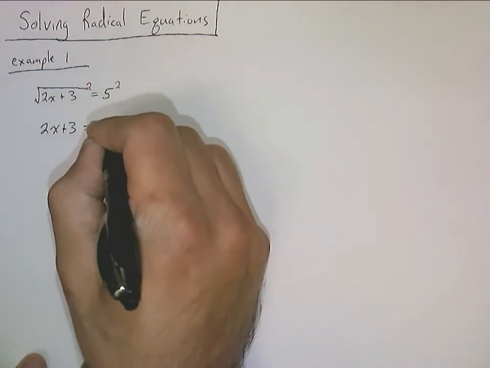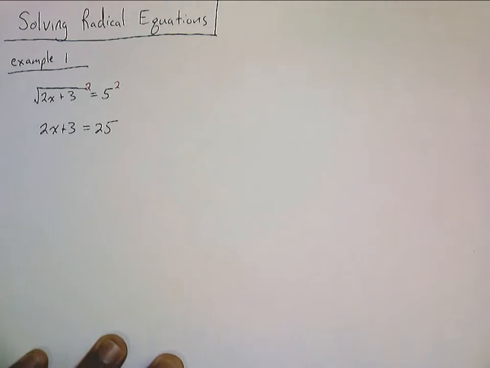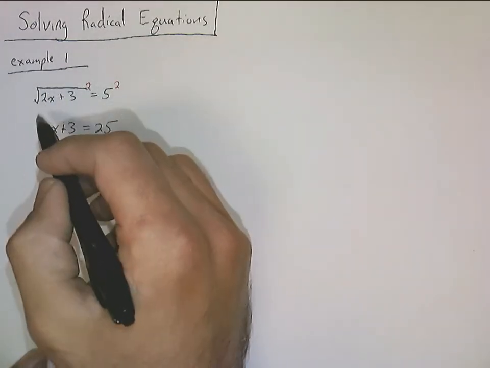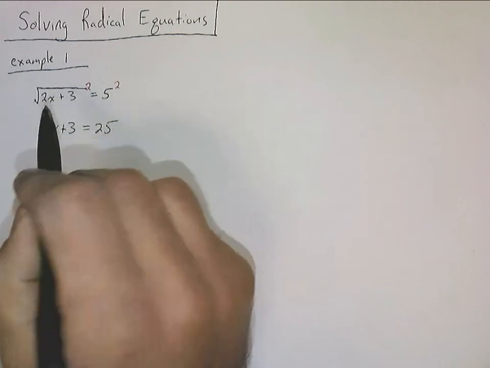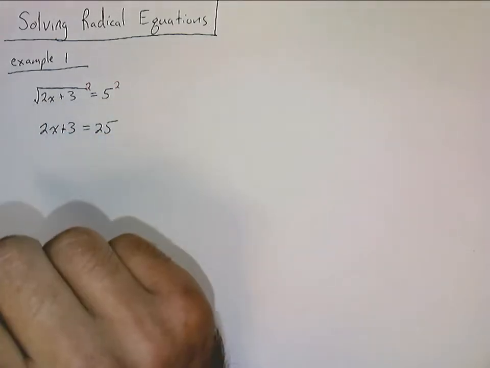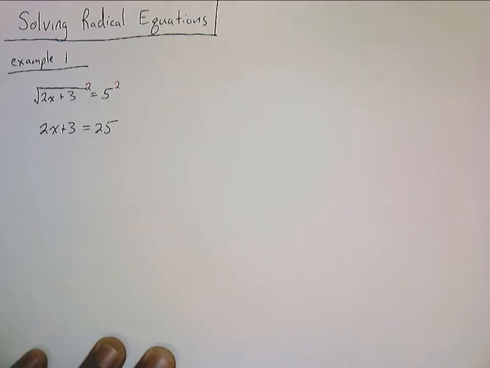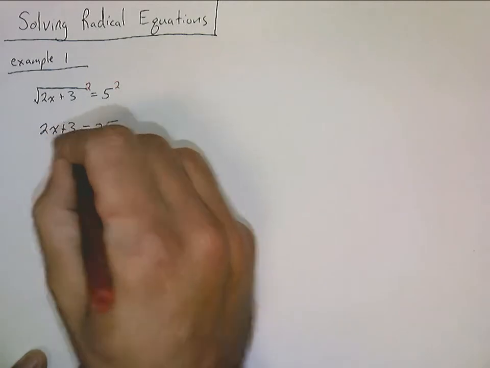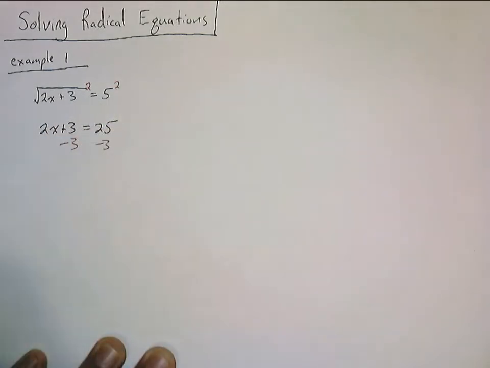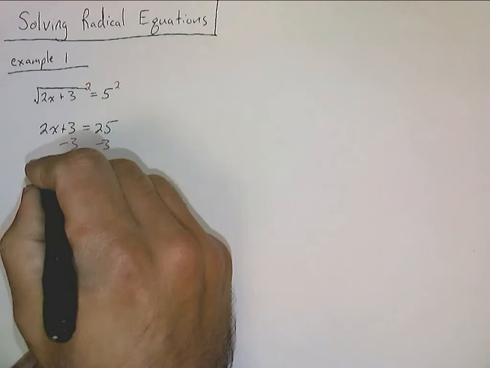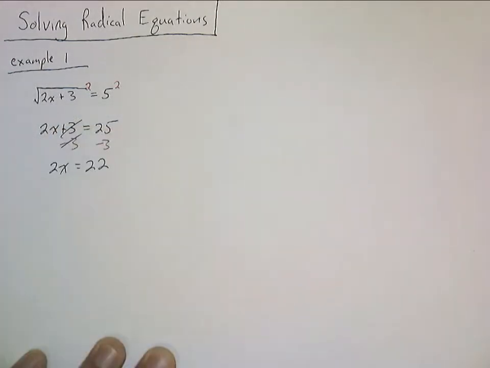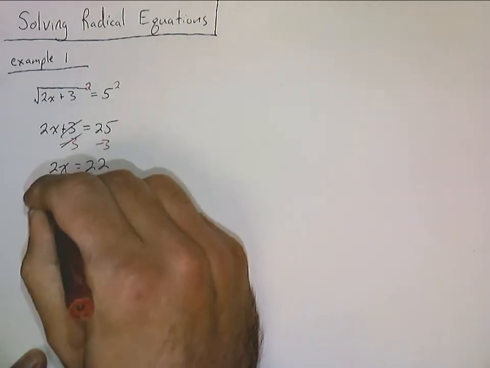equal to 25. Okay. Now keep in mind also that this square root does not have a negative symbol in front of it or a plus or minus in front of it. So again, we're only talking about the positive square root here. But now we just got a simple linear equation. We know how to solve that. Subtract 3 from both sides, of course, leaving us with 2x is equal to 22 because those cancel each other out. And then we just divide both sides by 2.